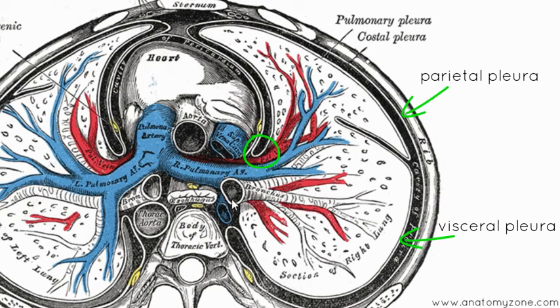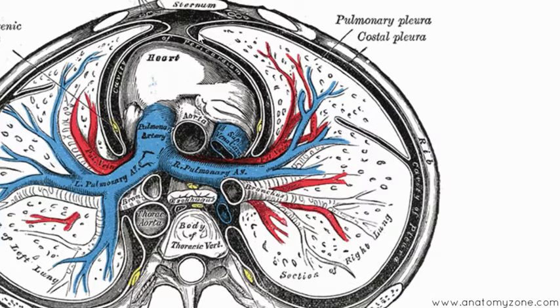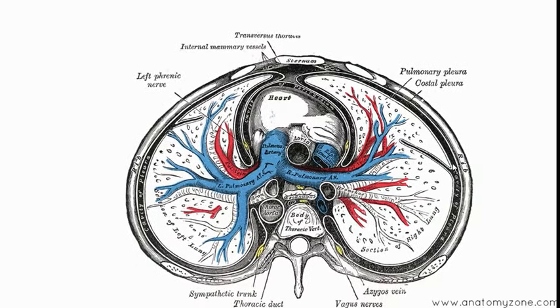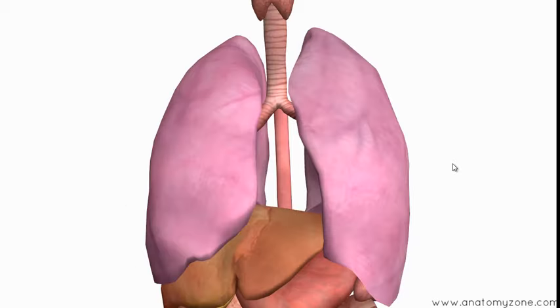So this area, remember, is where all these structures enter: the bronchus, the bronchi, the pulmonary arteries and pulmonary veins entering at the hilum. So you can see how the visceral and parietal pleura are continuous with one another. And then you've got this space between the two layers, which is the pleural cavity, which contains pleural fluid. So that's a very basic and broad overview of some of the structures in the respiratory system.